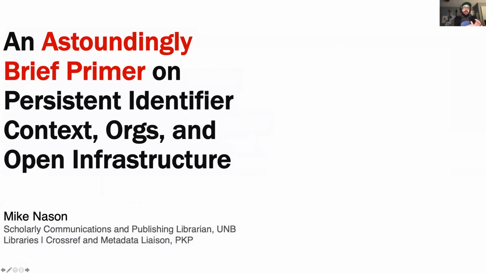Okay, great. I'm going to give what I believe to be a pretty brief primer on persistent identifier context, organizations, and open infrastructure. This presentation was done not too long ago for an organization called CRKN in Canada. That's the Canadian Research Knowledge Network. And it was in the context of Canadian initiatives in this space. So I think a lot of this is actually pretty transferable. But if there are any questions, feel free to pop them in the chat while we go. I'm pretty easygoing there, and we can discuss these pieces.